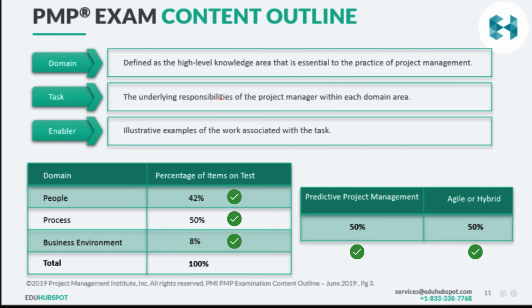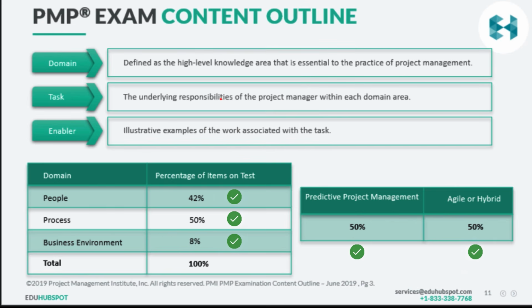Then in each of these domains, they added tasks. What were those tasks? The tasks which are actually the responsibility of the project manager within each and every domain. Finally, you have enabler. What is an enabler? An enabler is an example of the particular work which is associated with that task.